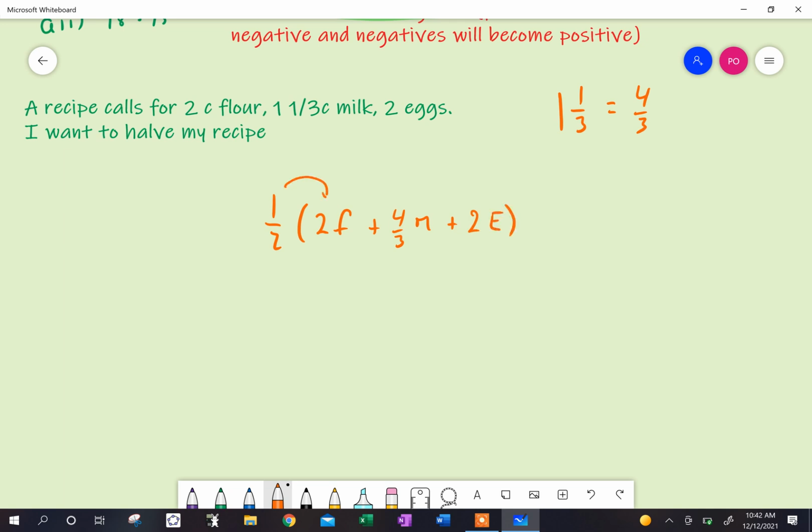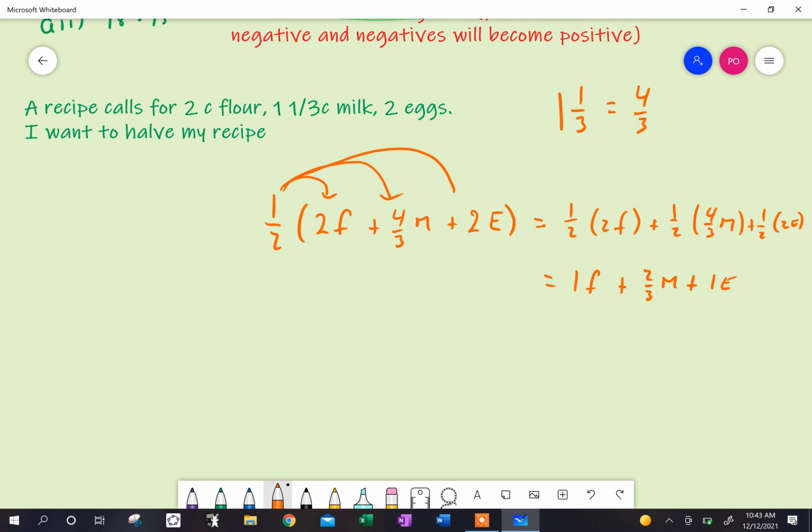Well, when we distribute that, it's going to be 1/2 of 2 cups of flour plus 1/2 of 4/3 plus 1/2 of 2 eggs, which means she needed 1 cup of flour plus half of 4/3, which is 2/3 cup of milk, plus half of 2 eggs, which is 1 egg.